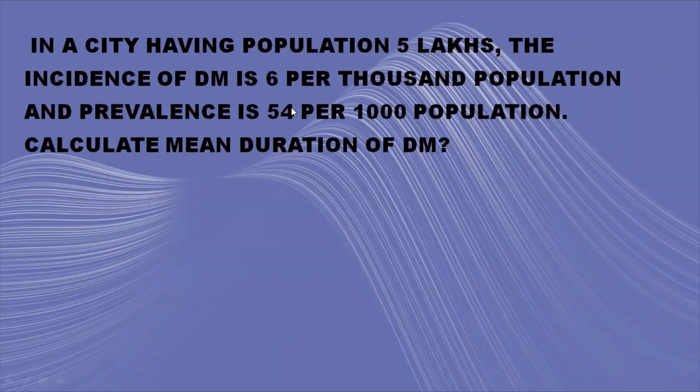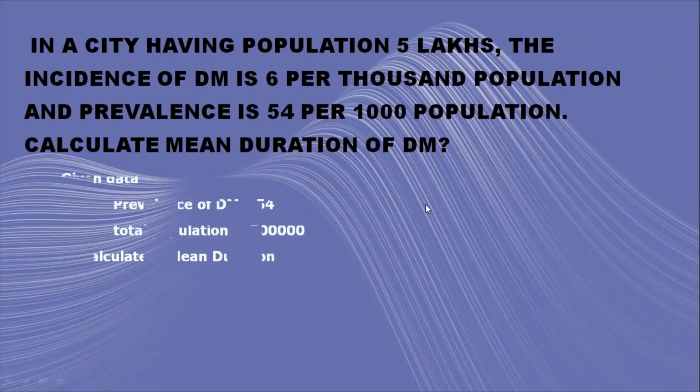Now next is, in a city having population 5 lakhs, the incidence of diabetes mellitus is 6 per 1,000 population. So incidence is given and prevalence is 54 per 1,000 population. Calculate mean duration of diabetes mellitus. First write down the given data. Prevalence is 54, total population is 5 lakhs, and mean duration we have to calculate.